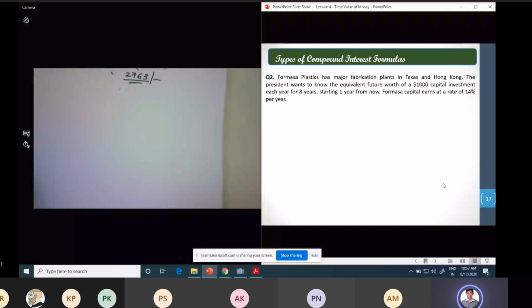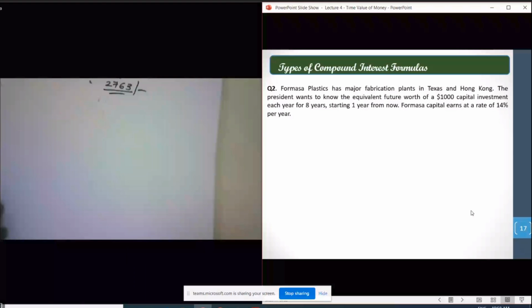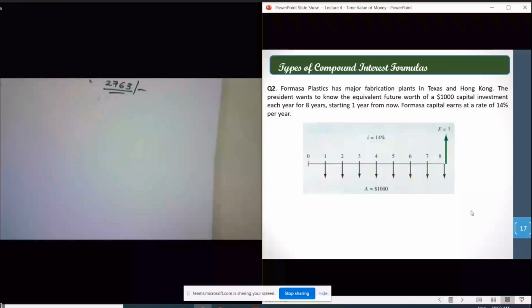He wants to know the future value of the equal deposit of $1,000 from year 1 to year 8. This will be the cash flow diagram again. From 0 to 8 years is my time frame, so I have marked the division from 0 to 8. I want to know the future value after 8 years. The interest rate is 14%, and the equal deposit value is $1,000.